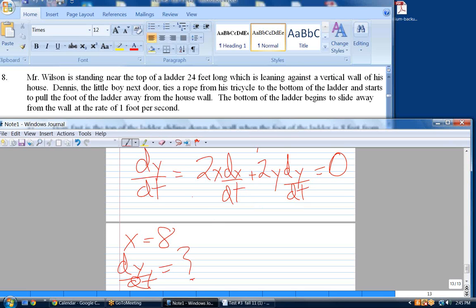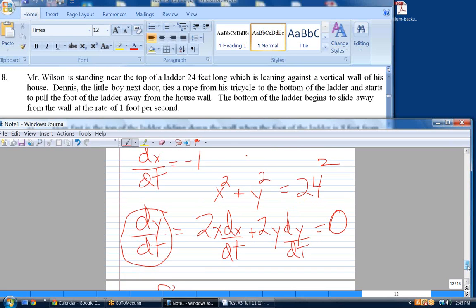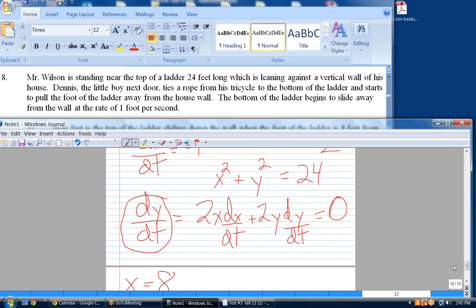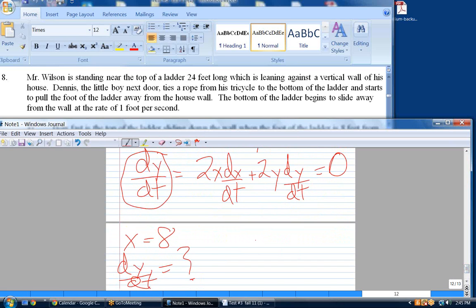Okay, so we want to solve for dy/dt, right? Yes. Hold on a second. Let's see. Did I do this properly? Yeah. This is right. If I want dy/dt, I do it exactly like this. Now I can just fill in all the unknowns.